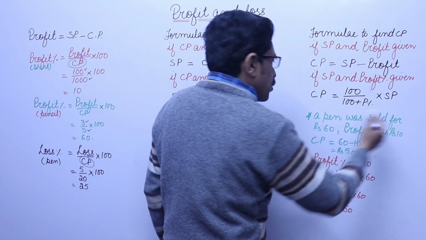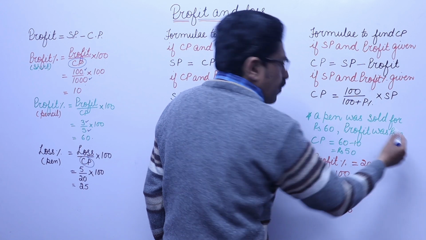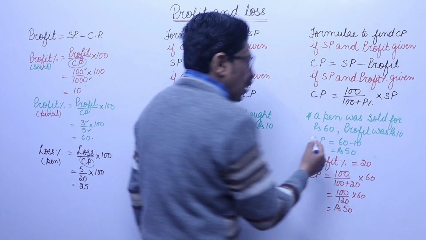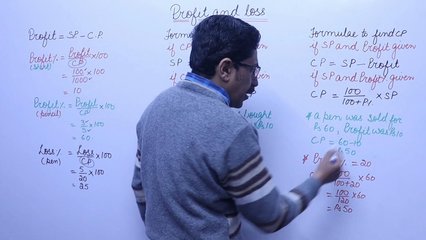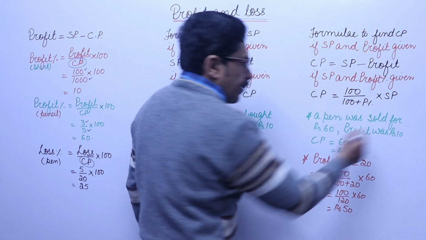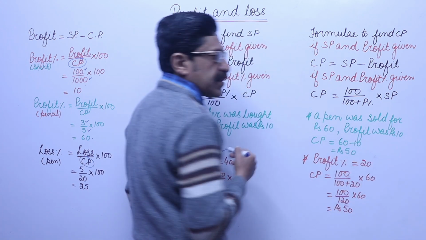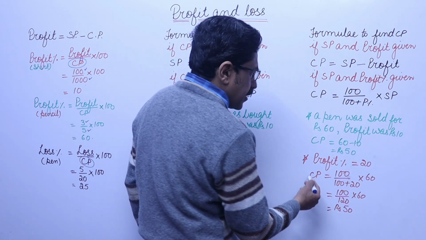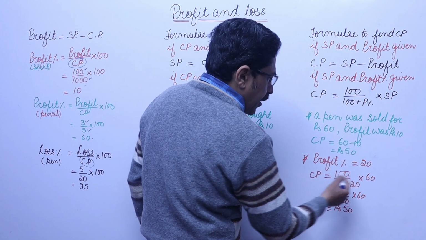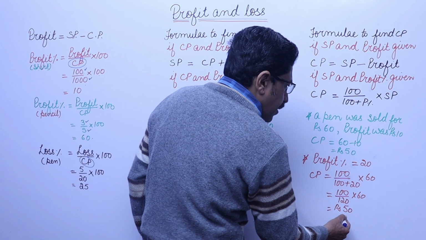A pen was sold for rupees 60 and profit was 10. What about the cost price? Cost price using this formula, 60 minus 10, rupees 50. In place of rupees 10 profit, if we are given profit percent is equal to 20, then CP using this formula, 100 over 100 plus 20 into 60, rupees 50.